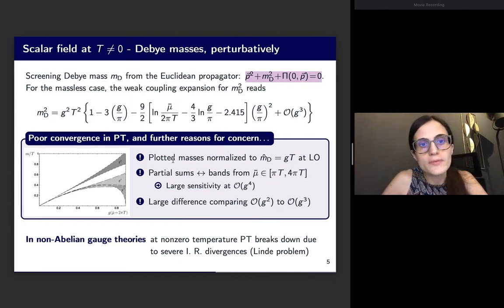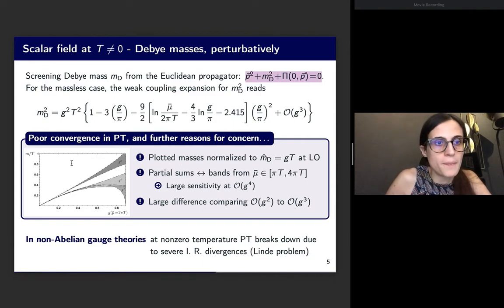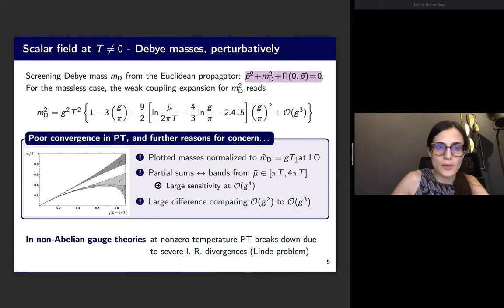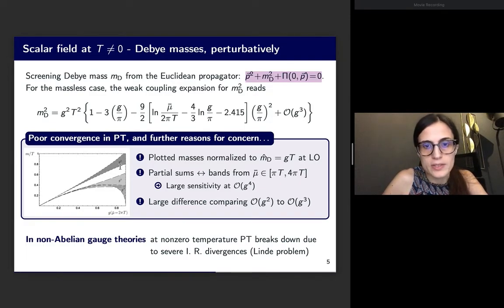And again, poor convergence and reasons for concern. Keep in mind that in the figure which I have on these slides, the masses are normalized to GT, which is basically the way that MD enters at leading order in the expansion. You again have bands because different mu bar in a range have been considered, and you observe a very large sensitivity at OG square, where you have a rather large band, especially towards larger value on the x-axis.